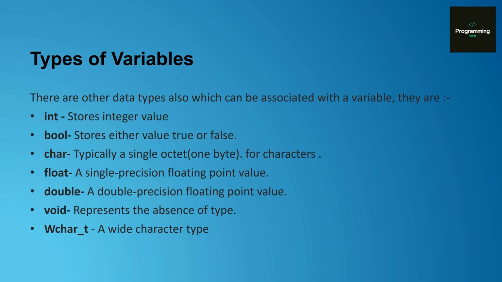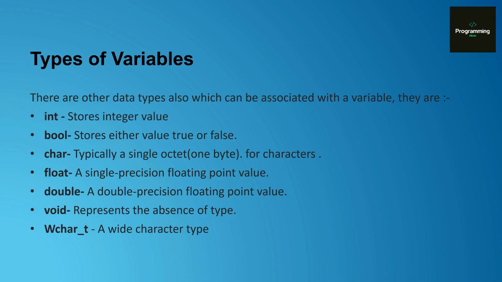Then character is typically used to store a single byte, and from A to Z we can store any character into that. Float is used to store a single precision floating point value, which is nothing but a number with points or fractional numbers. Double is a type of float which we use so that we can have more precision in the decimal values. Next we have void.